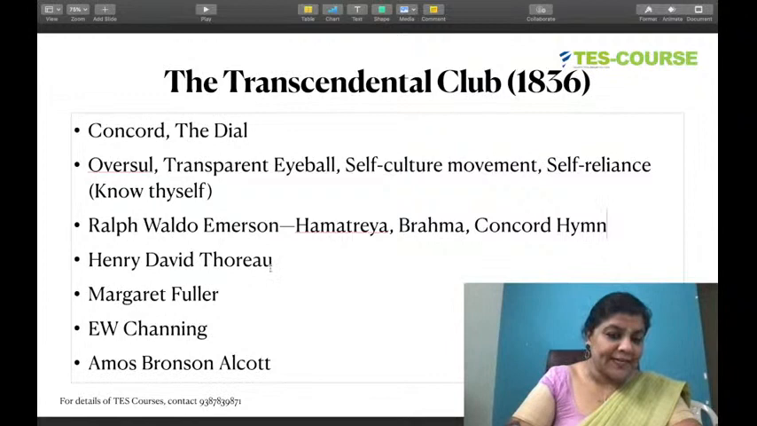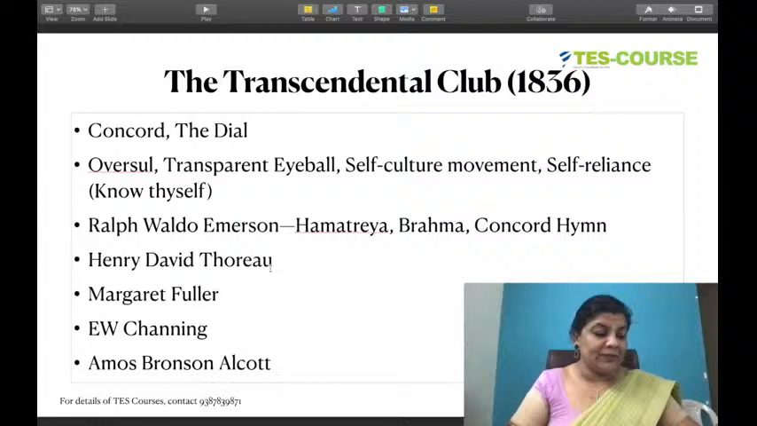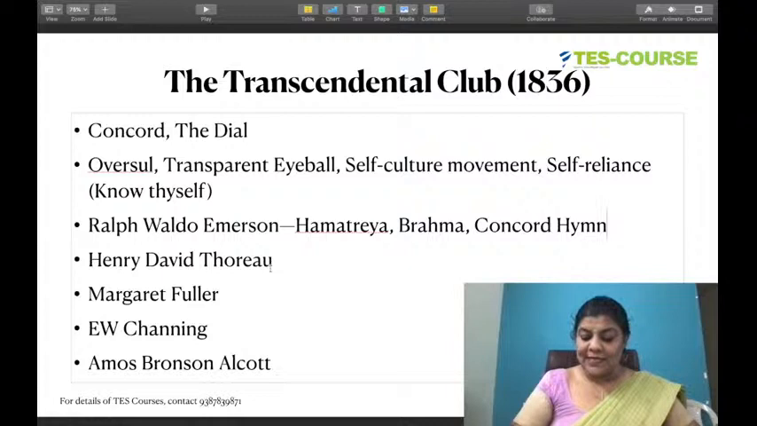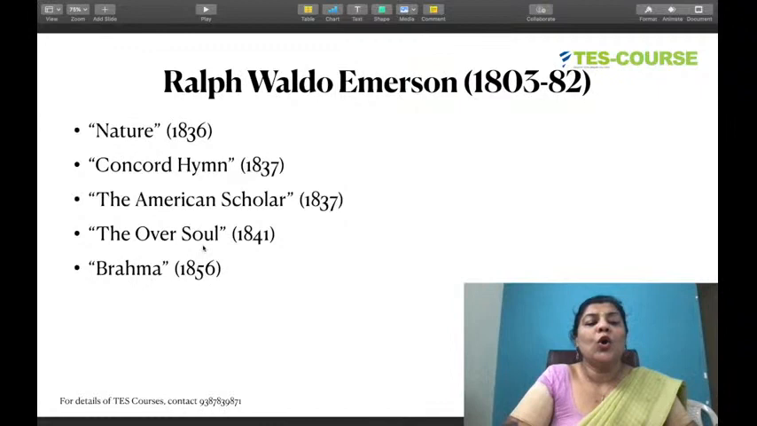Do you know Thoreau's poems? Friendship, Epitaph on the World. So many poems everybody is saying. Wonderful. Then, Walden, Thoreau's Walden. You remember all this, yeah? Very good. Then, Ralph Waldo Emerson, I've given the names here: Nature, Concord Hymn, The American Scholar, Oversoul, Brahma.